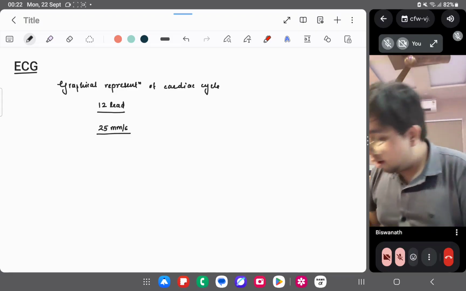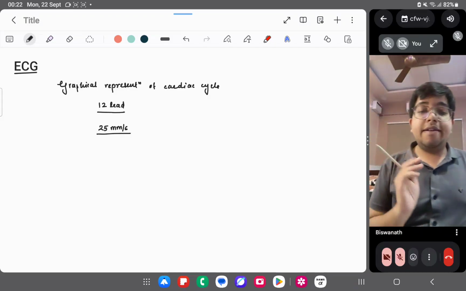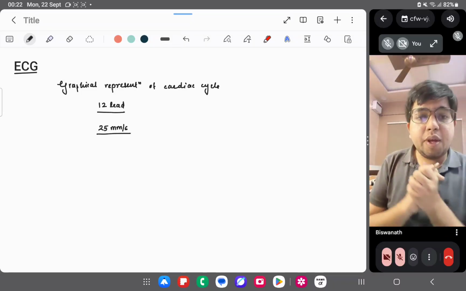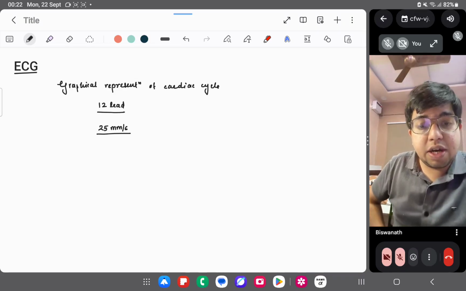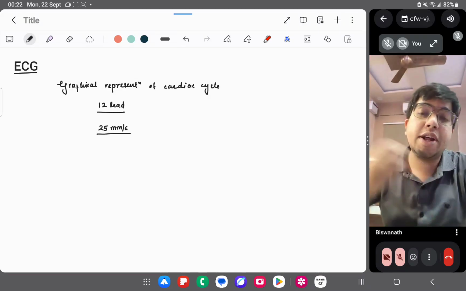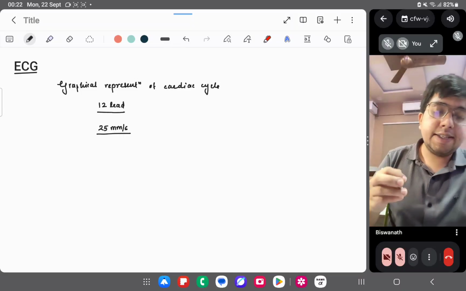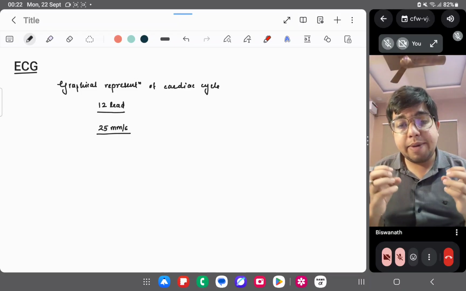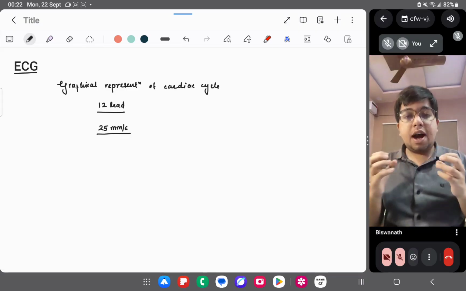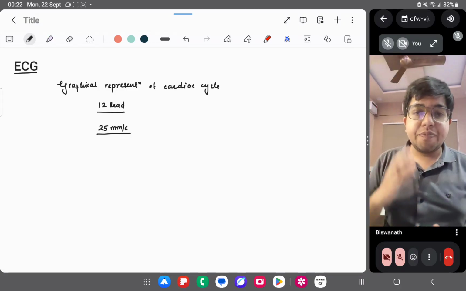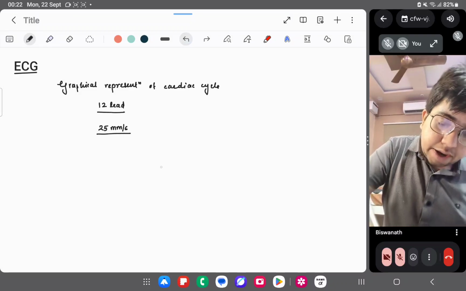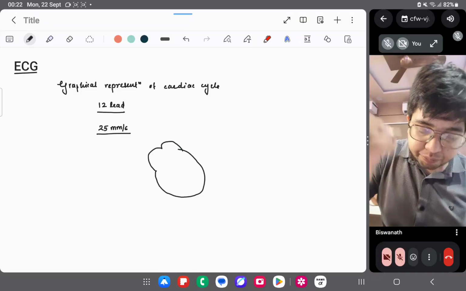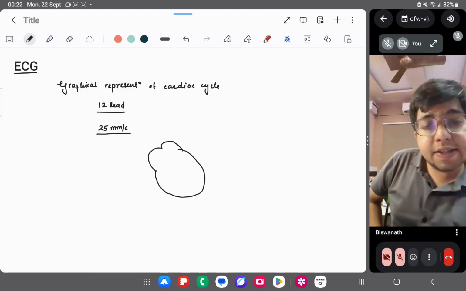We can't really see that in 3D, but what I can say is that we have six frontal leads and six horizontal leads. So six frontal and six horizontal. This lead placement is very, very important because these leads are basically like cameras, through which you are seeing the heart from different angles. Let's make a very basic diagram. This is our heart.